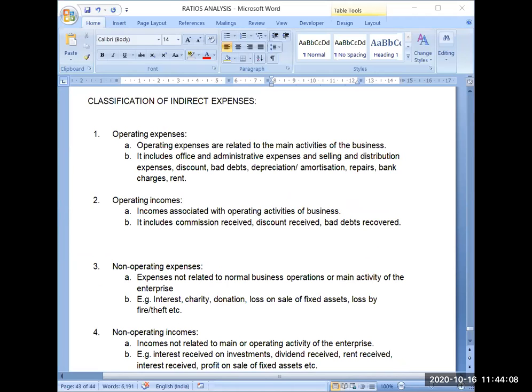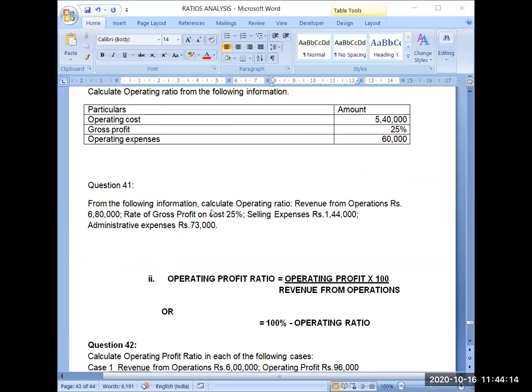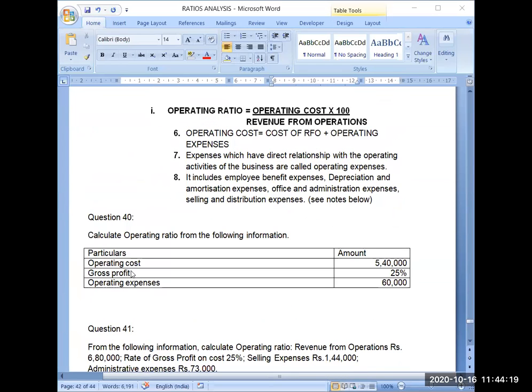Okay, now we will start some numerical. Okay, so operating ratio, and the question is saying calculate operating ratio from the following information. Operating cost is given 5,40,000. We need operating cost in the formula. Gross profit is given 25%. See here only 25% is written.